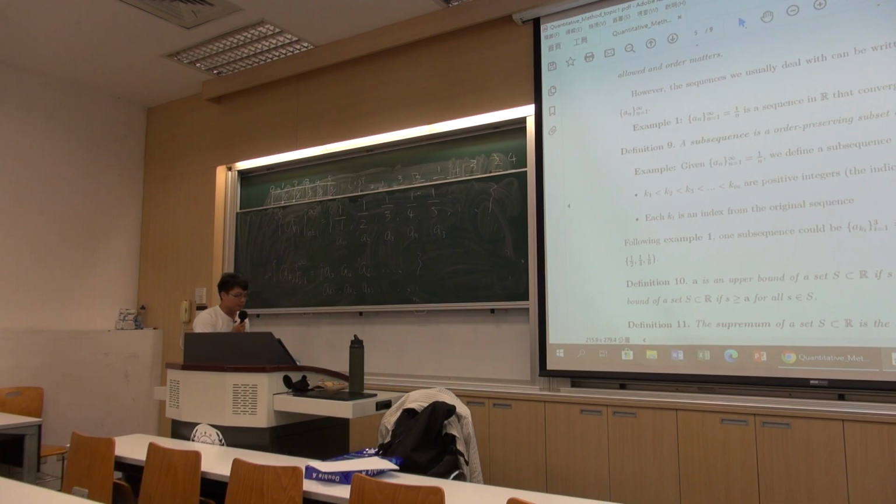So to talk about the subsequence, we have to have the sequence first. This is the previous sequence we used, 1 over n. The first element a_1 is 1, the second element a_2 is 1 over 2, the third element is 1 over 3, and so on, continuing.